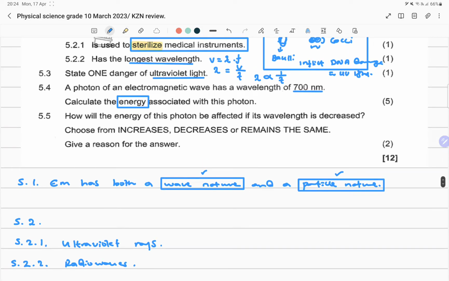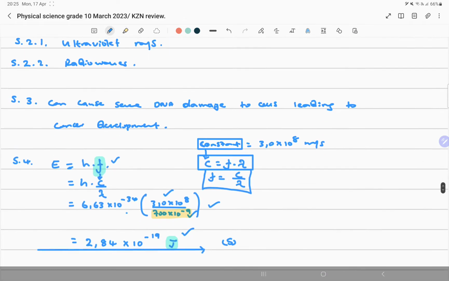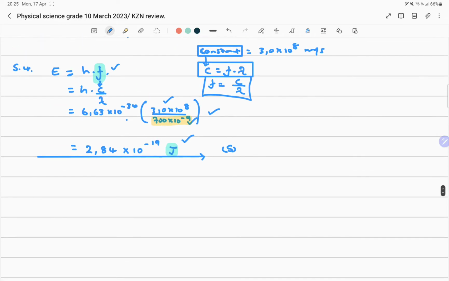Let's move on. Now it says, how will the energy of this photon be affected if its wavelength decreased? So remember, shorter wavelength means more frequency. More frequency means more energy. So it basically increases. Okay? Give a reason for your answer. So now 5.5, we know that it increases.